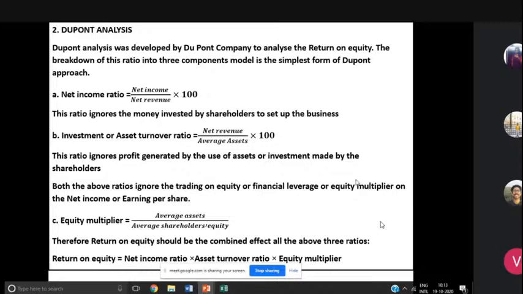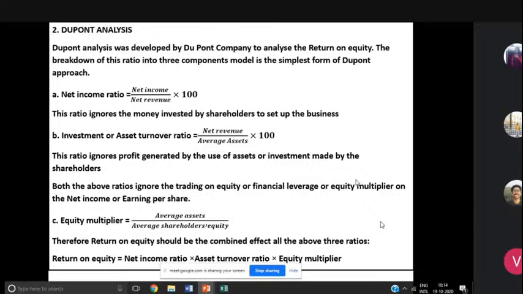Therefore, ROE, return on equity, should be the combined effect of all the above three ratios. I repeat, in order to calculate ROE, return on equity, we have to combine all three ratios together. That is the secret of DuPont analysis. We'll come to the calculation slowly. For the time being, try to think this way. Underline the last sentence.